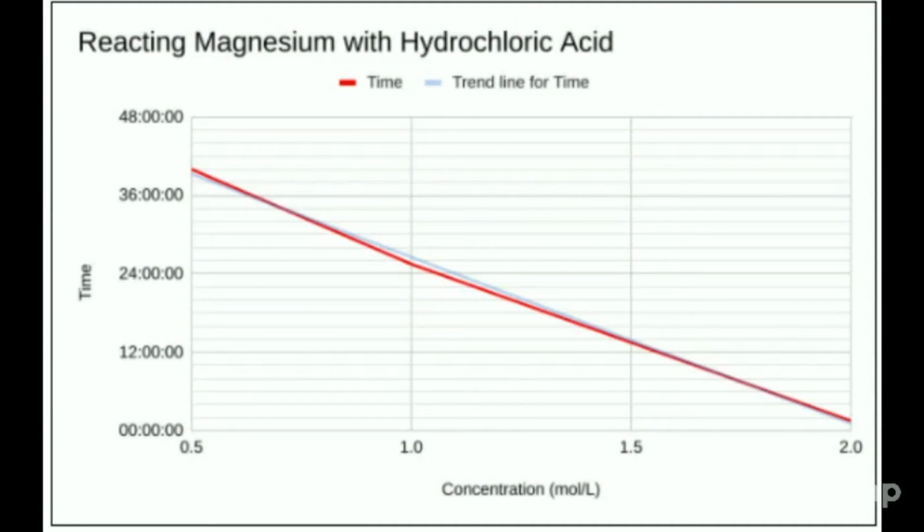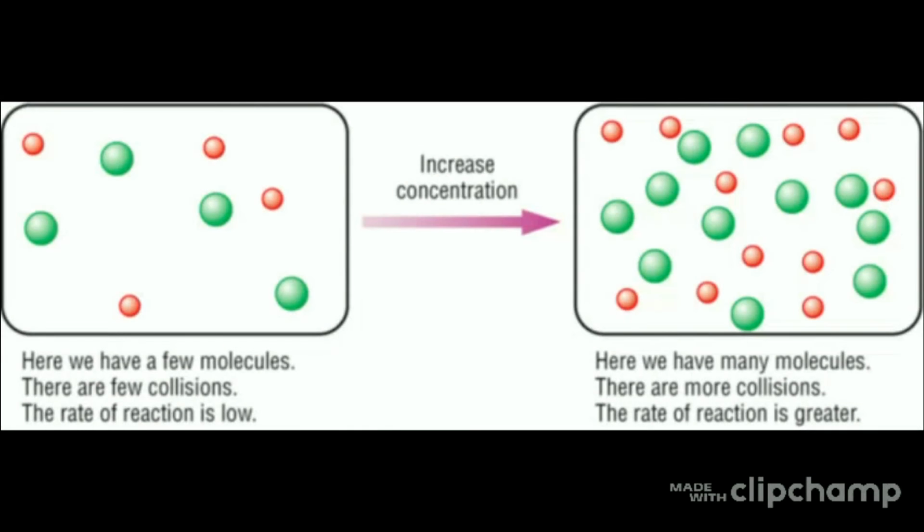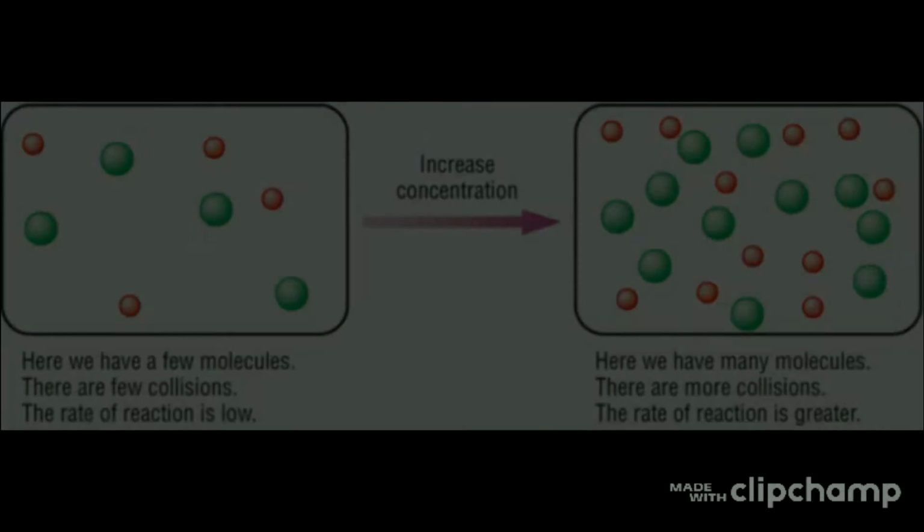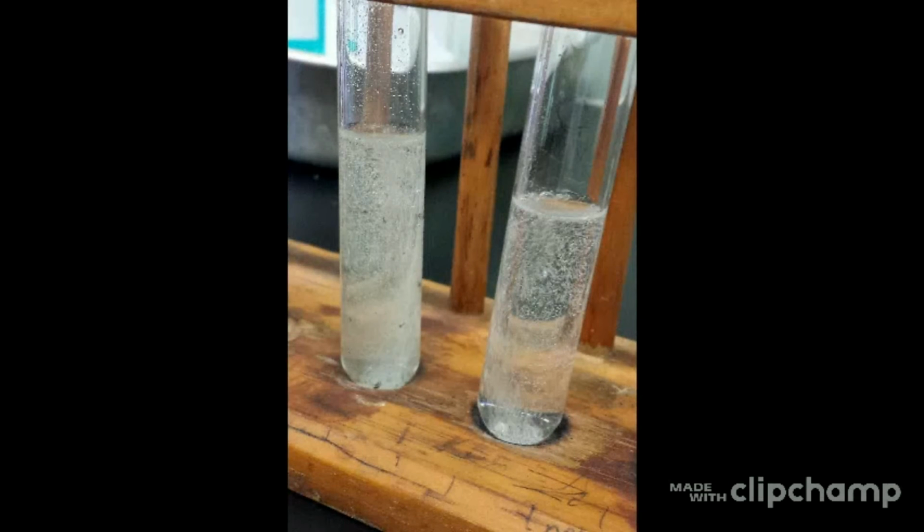As you can see, the higher the concentration, the less time the reaction took, decreasing at a rate of 13 seconds per 0.5 molar. What is the reason behind this? Well, the reason is that the higher the concentration of the hydrochloric acid, the more molecules there are to react with the magnesium. This means that the number of successful collisions of these molecules is higher, because there are more molecules overall.